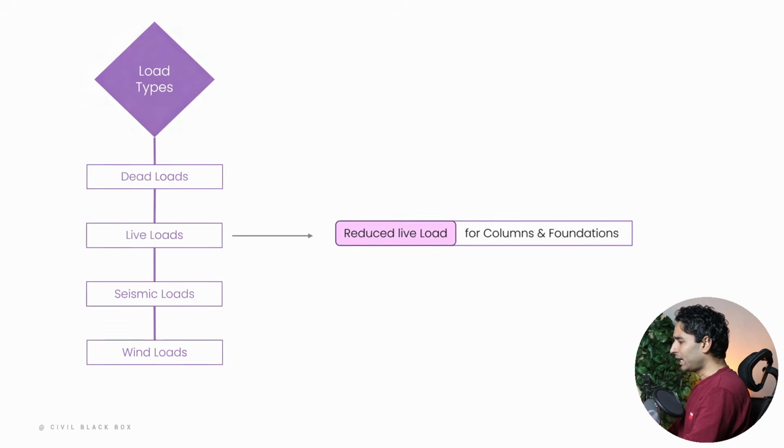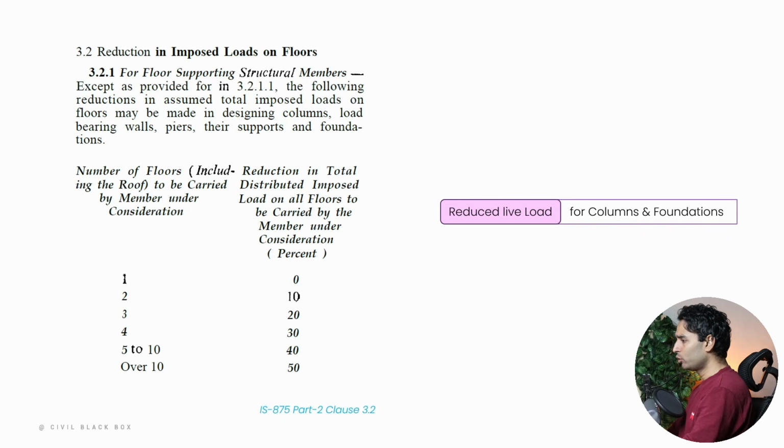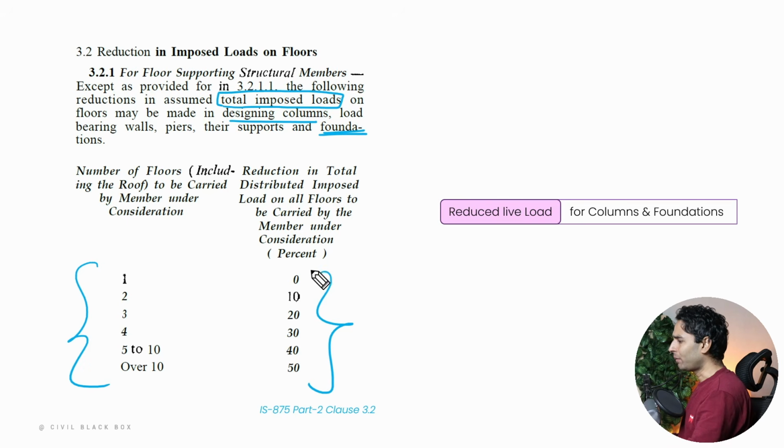I'll take you inside IS 875 Part 2 Clause 3.2, which clearly mentions that while designing columns as well as foundations, the following reductions in the assumed total imposed loads can be made. So we can reduce the live loads with respect to the criteria given here. I'm not going into too much detail about it, but in a sense, we can reduce our live loads when we are designing columns and foundations.